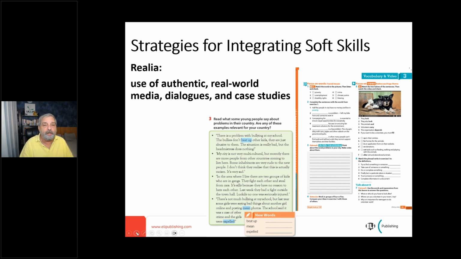Also, bringing realia, and this is authentic, real world cases. One of the things you can do is the news. You know, in the old days, I used to bring in a newspaper. Now it's hard to find a newspaper, but there's plenty of media, there's plenty of news on social media, there's plenty happening there where you can bring in real world problems, real world dialogues, and even case studies.